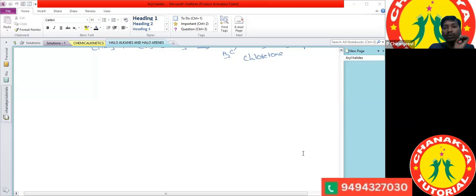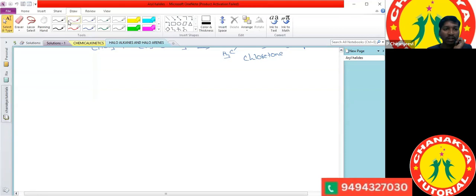These two are used as anesthetic drugs. Chloroform reacts with acetone and forms chloretone. Chloretone is used as a hypnotic drug. Which drug forms chloretone? It is used as a hypnotic drug.